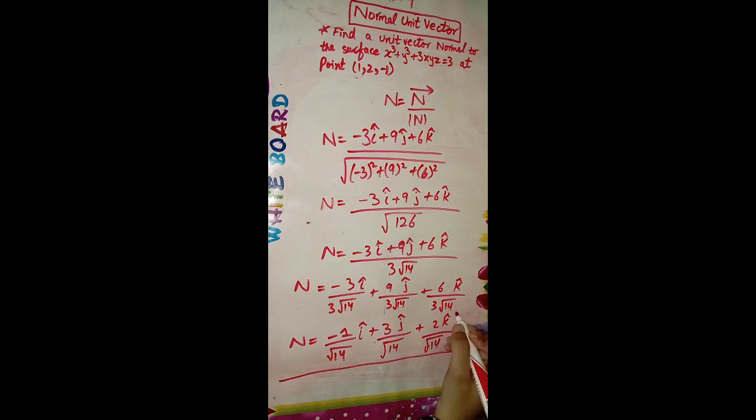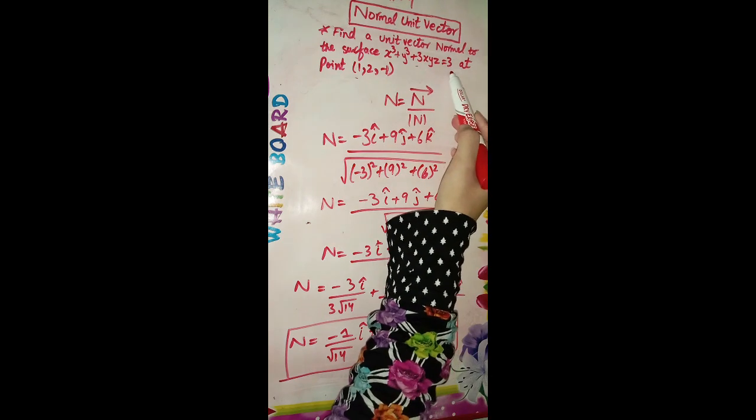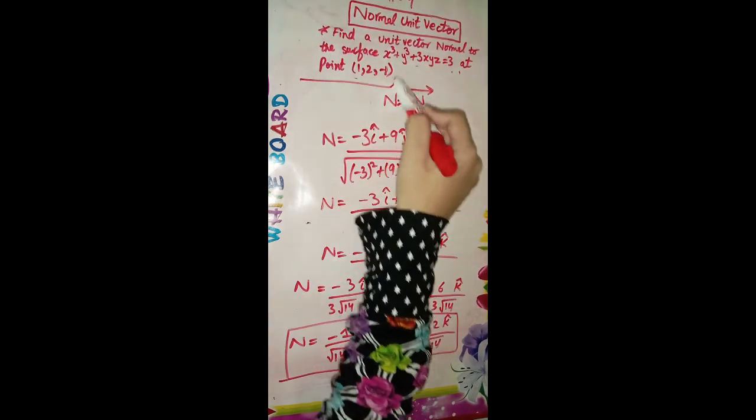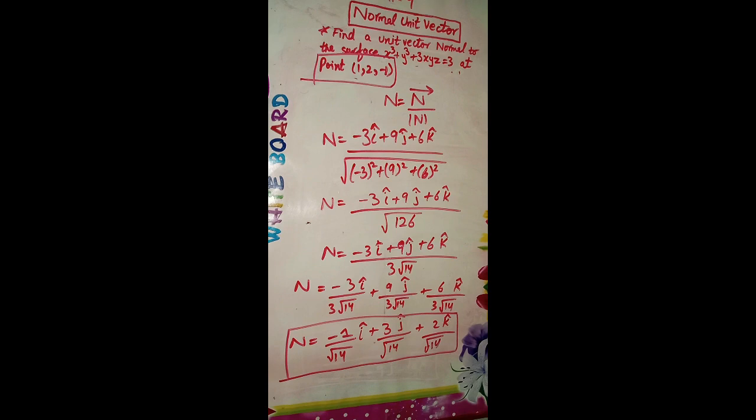So this is our normal unit vector at the surface x cube plus y cube plus 3xyz is equal to 3 at these points. So this is how we find the normal unit vector.